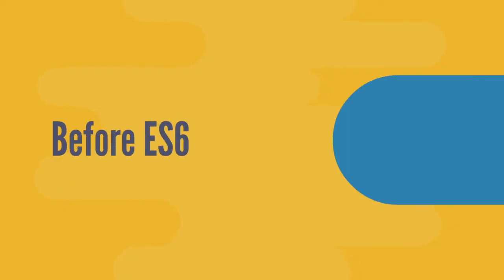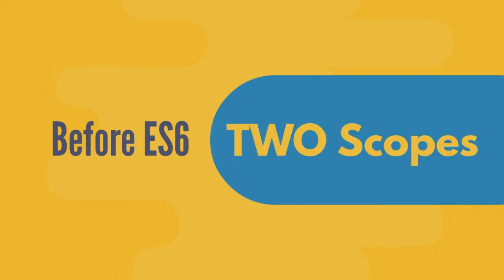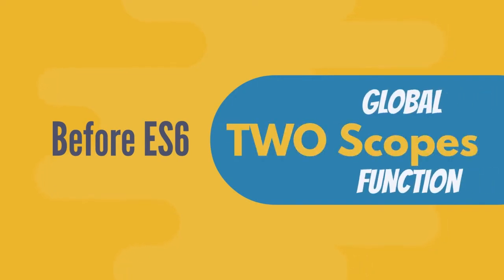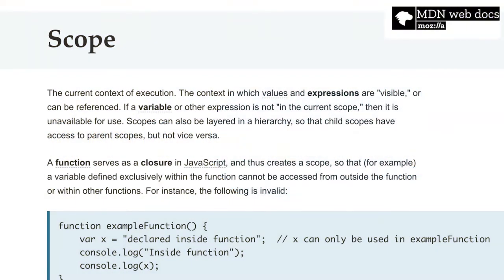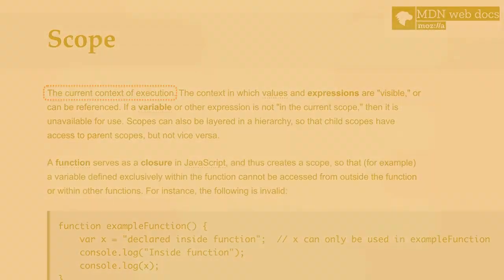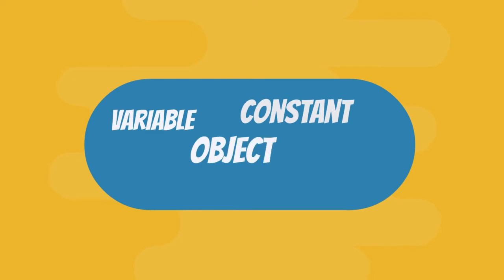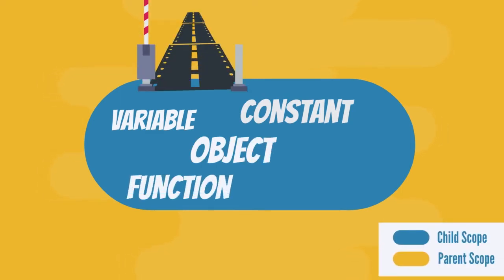Before ES6, JavaScript only had two types of scope: global scope and function scope. So what is scope? According to the Mozilla manual, scope means the current context of execution. To put it simply, scope means a limited space where variables, constants, objects, and functions are usable. Scopes can be nested and are entry-only. Entry-only means a child scope can access everything from the parent scope, but not vice versa.